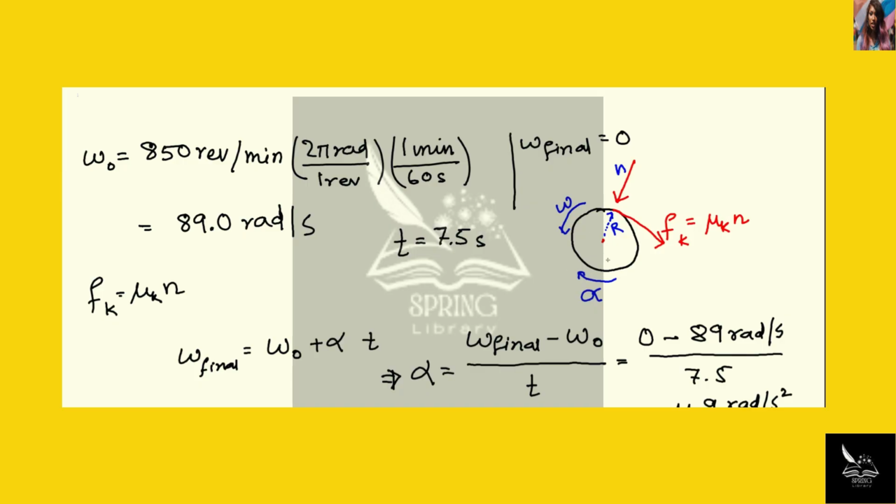So basically there is an opposite acceleration acting, and that is due to this frictional force that's acting here. The reason we're doing this is because we can figure out the torque equation, tau equals I times alpha, and using this equation with the frictional force equation, mu k times n, we can figure out mu k. Let's see how we can do that.